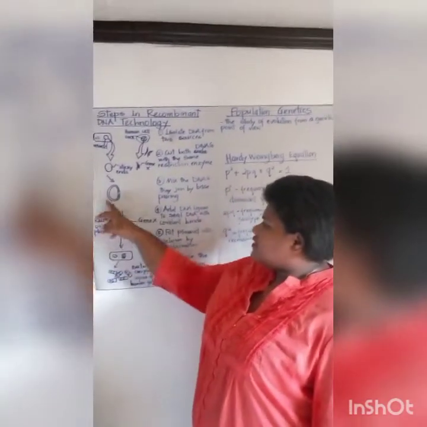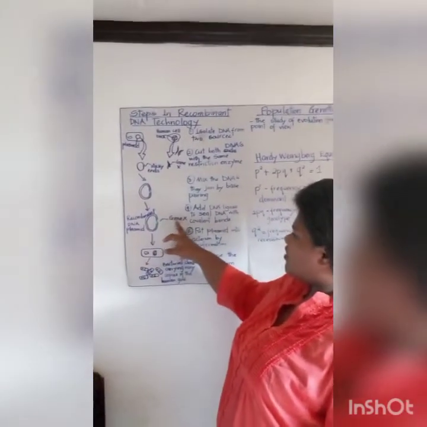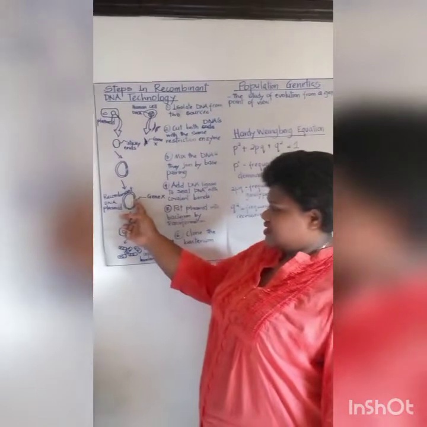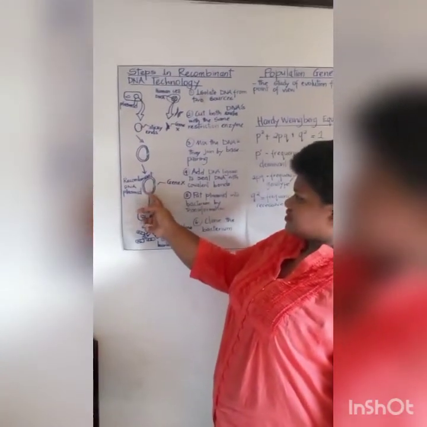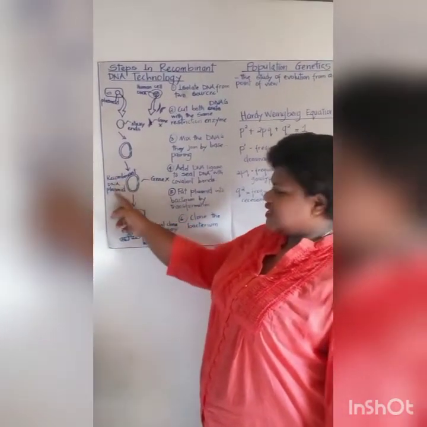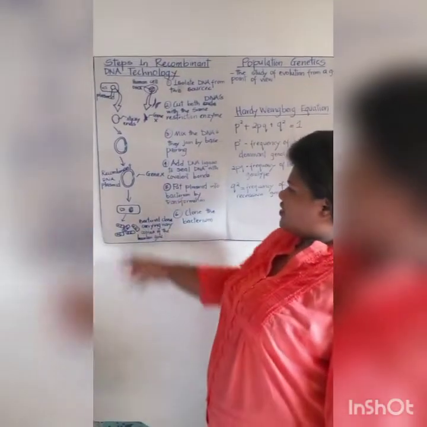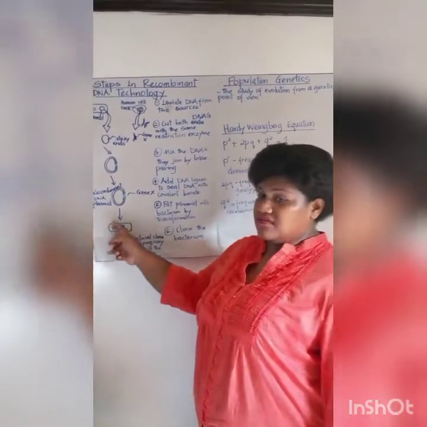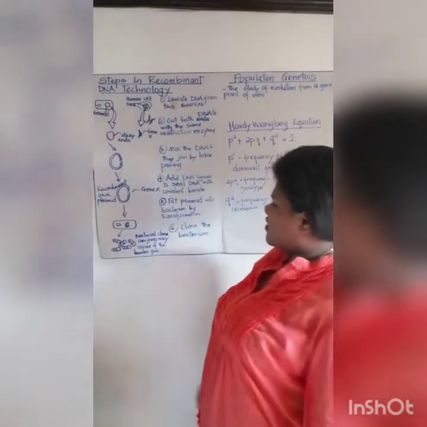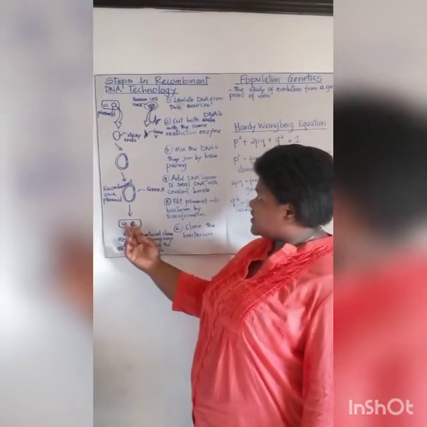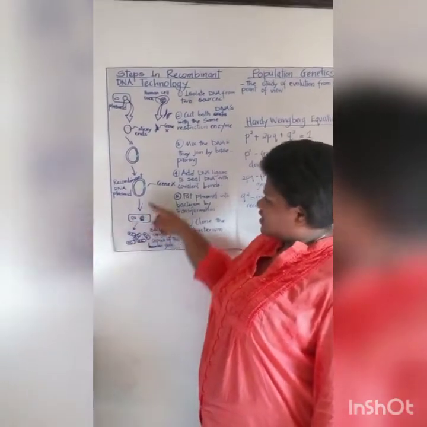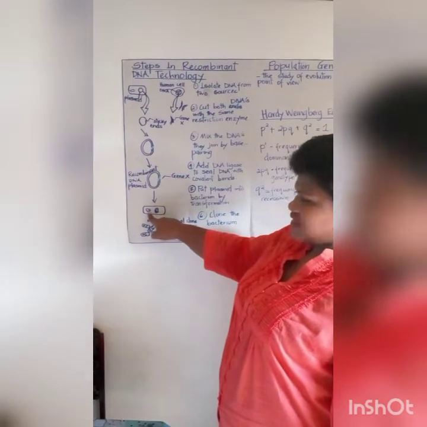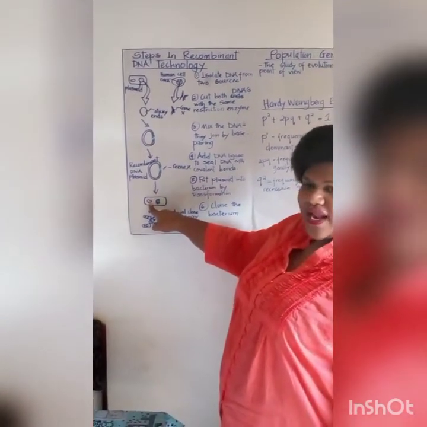Then after that it moves on. This gene X is inserted here into the plasmid, forming the recombinant DNA plasmid. Then this is the cell, and both of them are present inside. This is the bacteria, the E. coli bacteria.